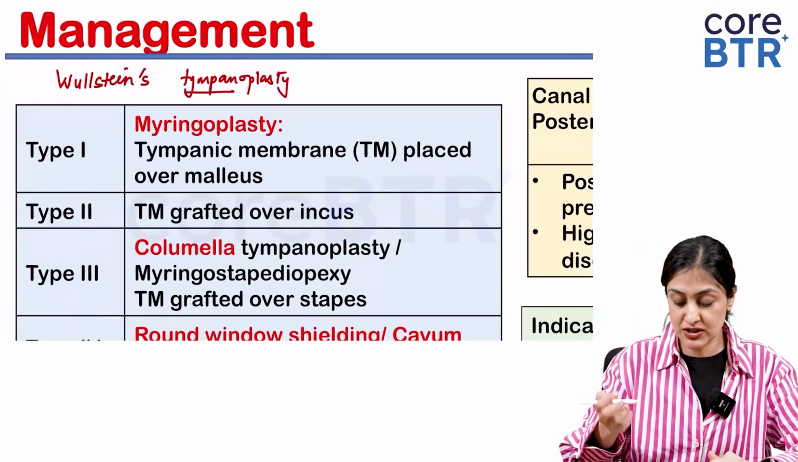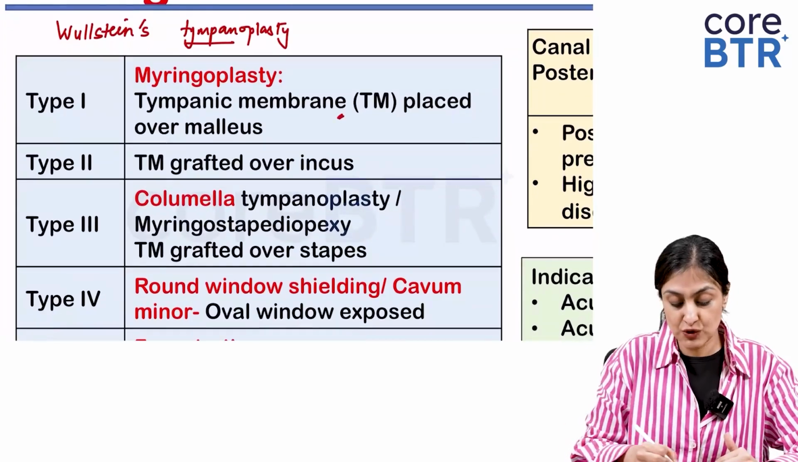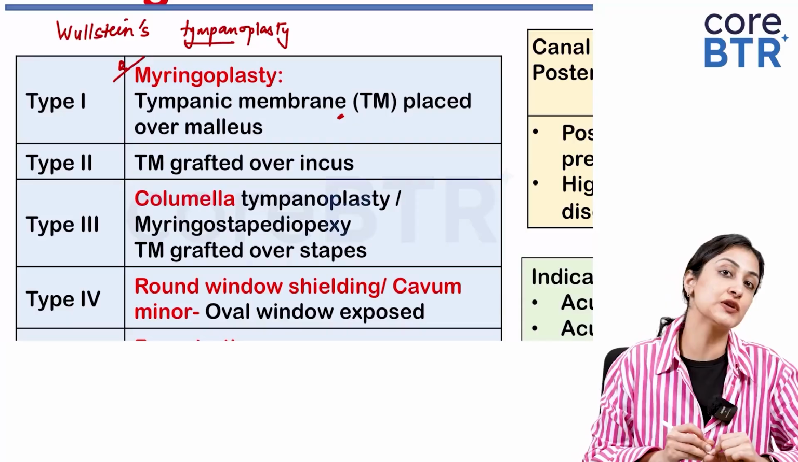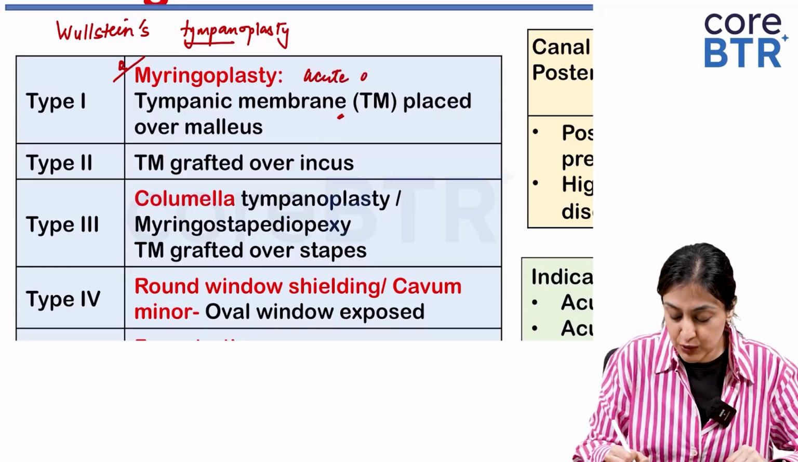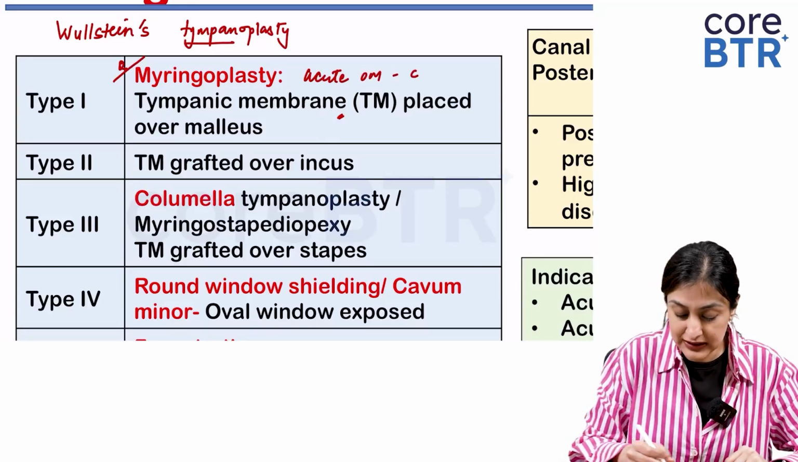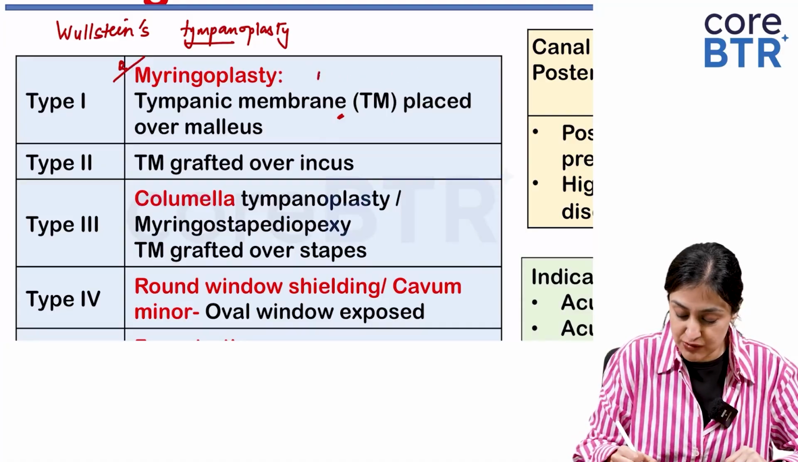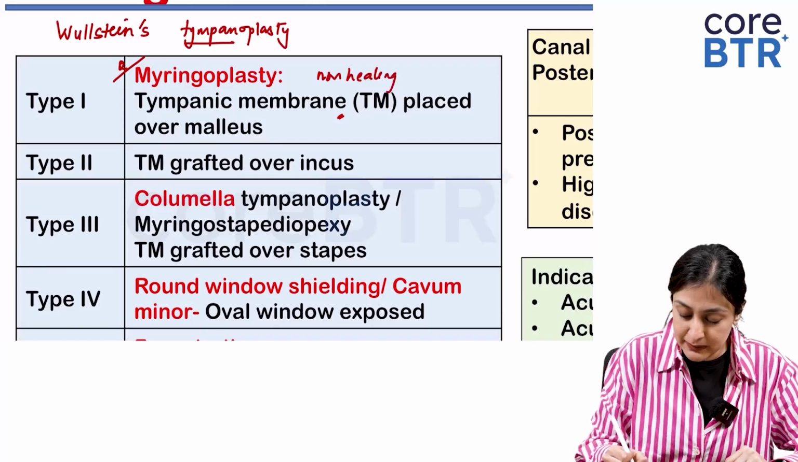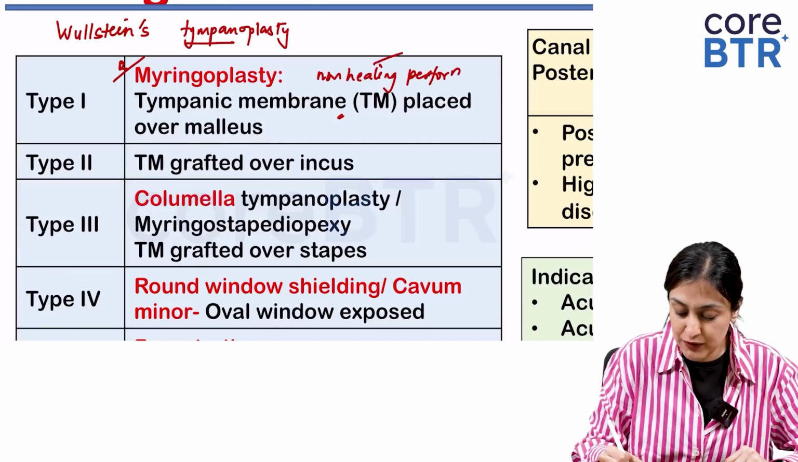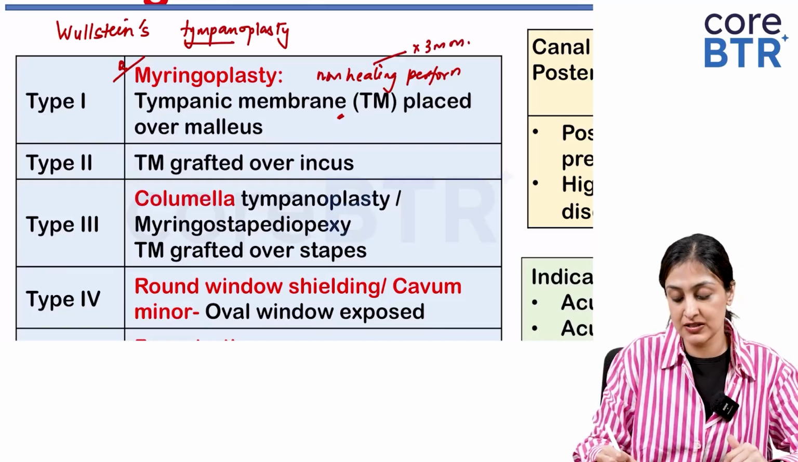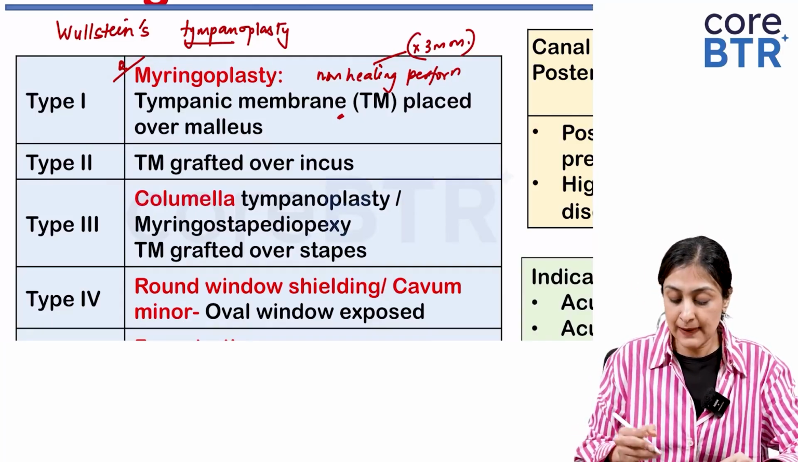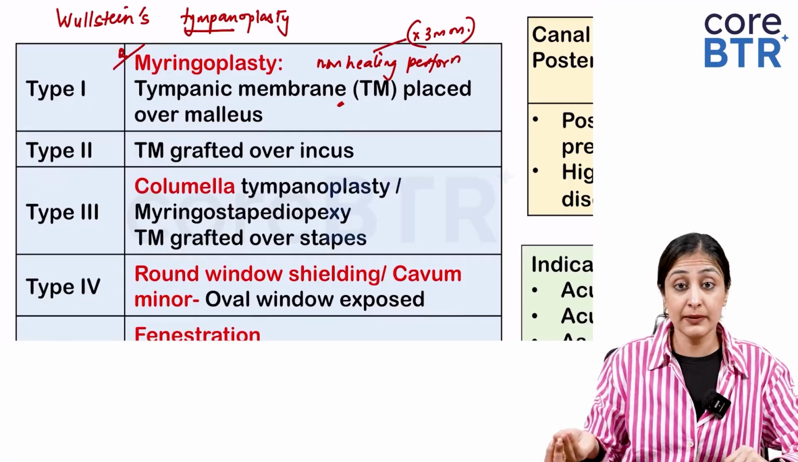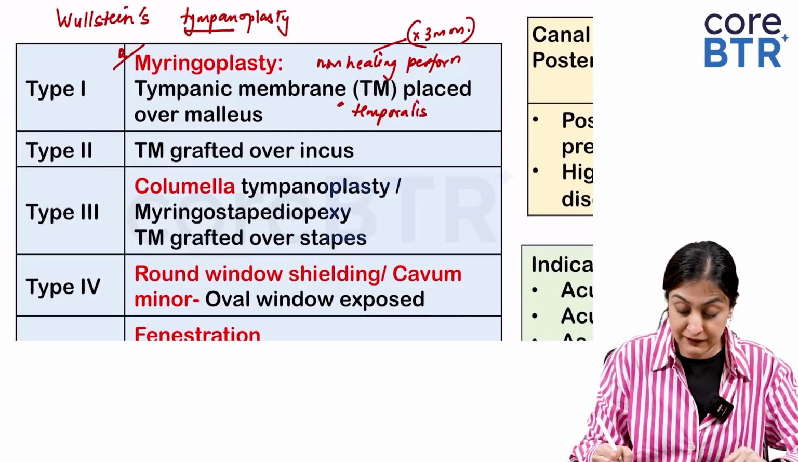Type 1, just a perforation of the tympanic membrane. This was asked: if you have acute otitis media with a persistent, non-healing perforation, what is the indication? Acute or chronic, just remember non-healing tympanic membrane perforation. When do I say non-healing? You have done antibiotic management for 3 months. If the perforation is not healed in 3 months, we have to do a myringoplasty. This is where you place a graft over the malleus or the tympanic membrane, and the graft usually used is the temporalis fascia.